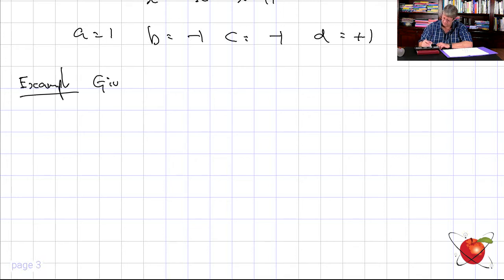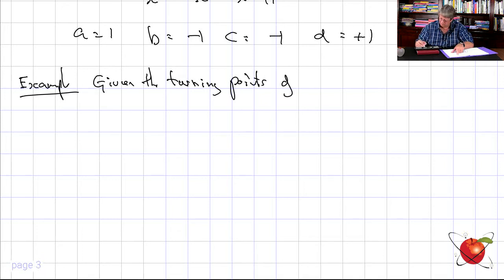Given the turning points of a cubic are 1 and 0 and 3 and minus 13.